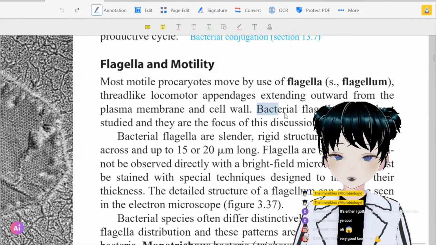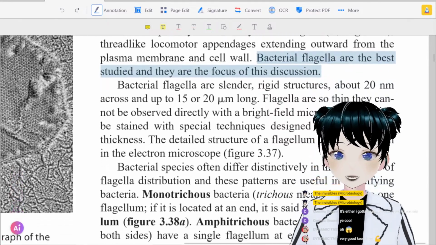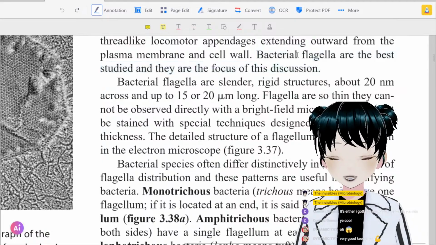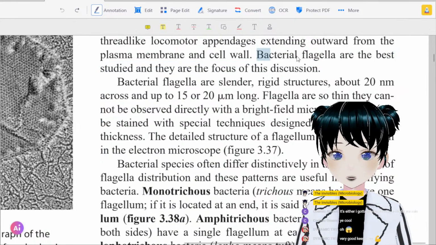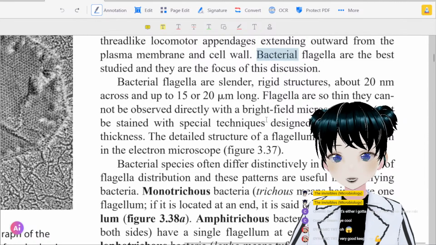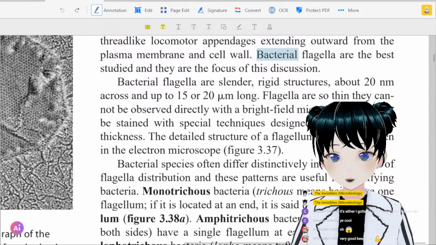Bacterial flagella are the best studied and they are the focus of this discussion. That's what I'm saying, because the bacteria are studied highly in comparison to the archaea. Archaea are also prokaryotes, but we study bacteria.